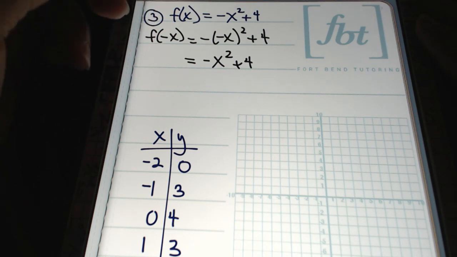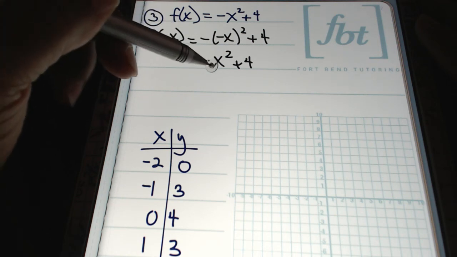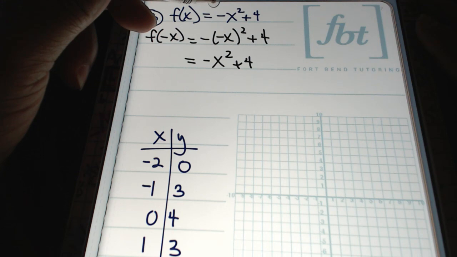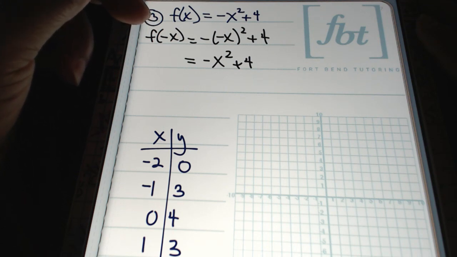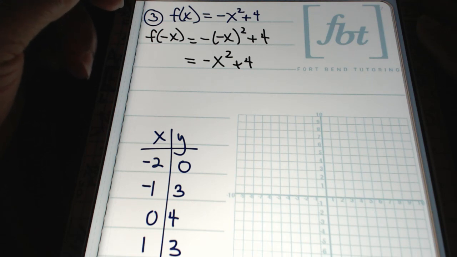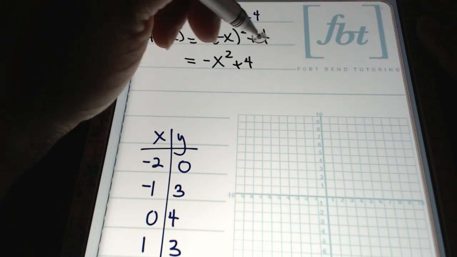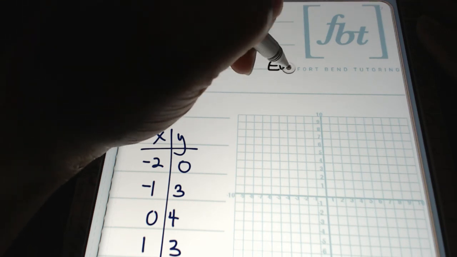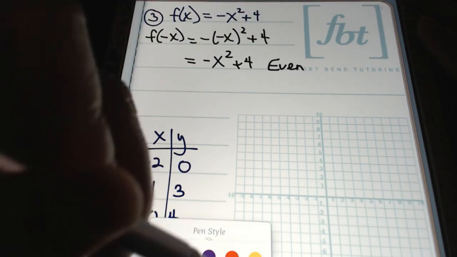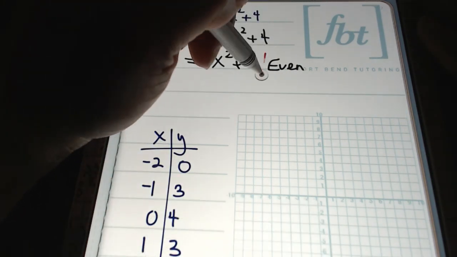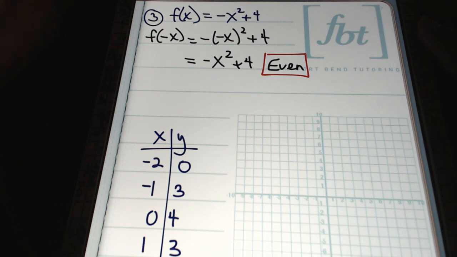So if it's identical, when you replace your x's with negative x, if that result is identical after you simplify to the original function, you are dealing with an even function. Very good, Sandra. Sandra's in the house with her answer there. We have an even function here, guys. That's exactly what we have. We're going to put this in a red box for Sandra. There you go. Sandra, you're on fire.